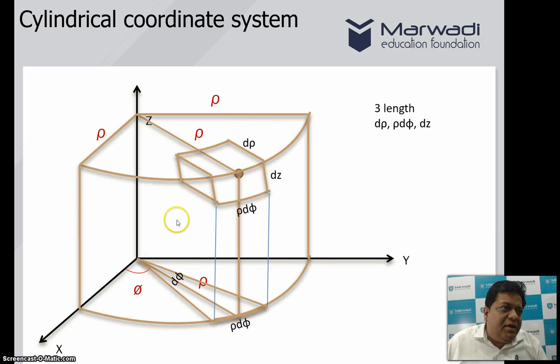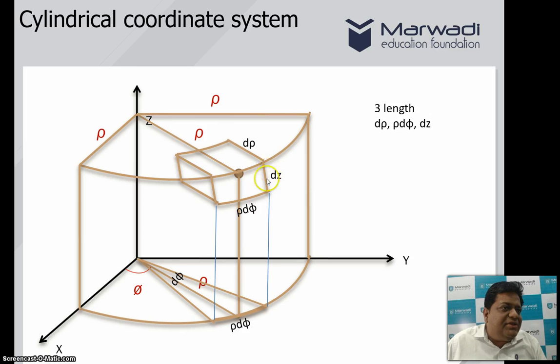Now we will find out what the lengths available are. Here you can see that we have taken one incremental volume, and for this incremental volume, if I look at this height, it is along the z axis and the length is given as dz.